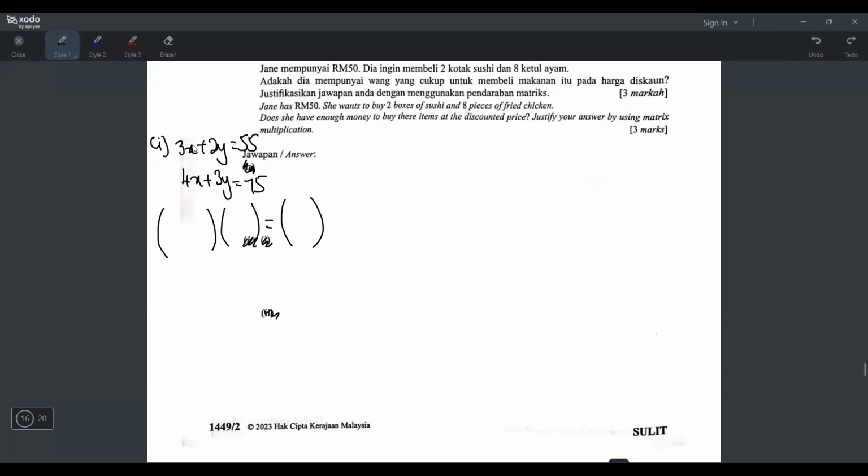So for the first bracket, you have to letak the coefficient ataupun the pekali. Pekali means the number before x and y. So it will be 3, 2, 4, 3. Okay, done. The next bracket, you have to masuk x and y. Okay, and since they write x dulu, so yang tu kena tulis atas. And then the next one, y, you tulis bawah. And then the last bracket, you write the answers, 55, 75. So now you can solve for x and y.